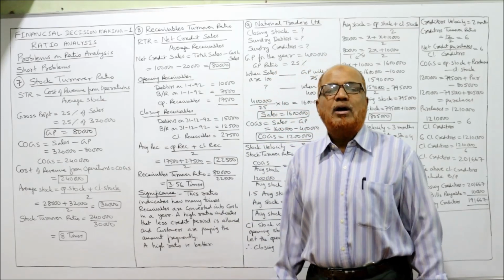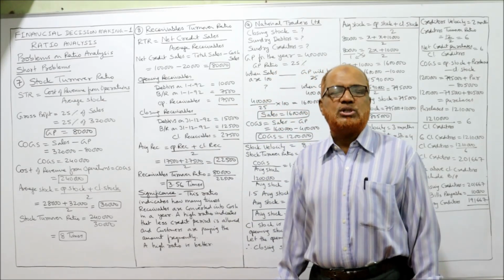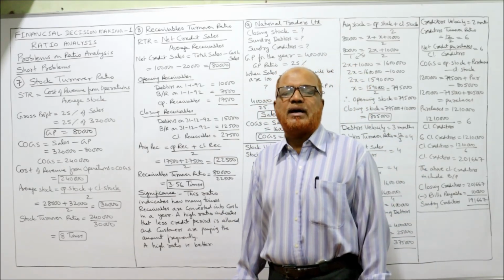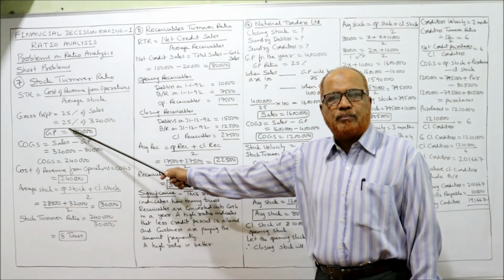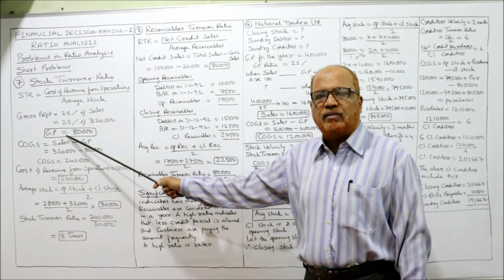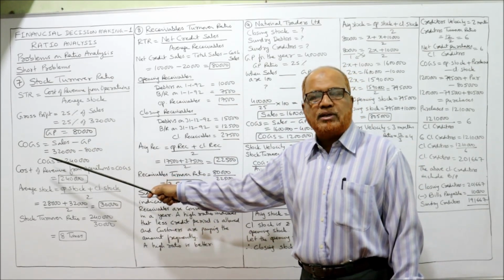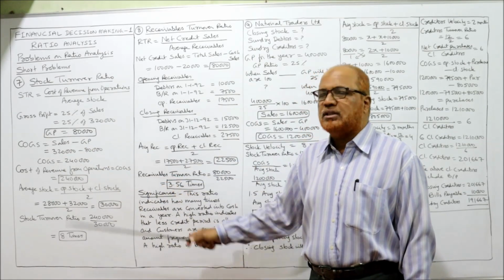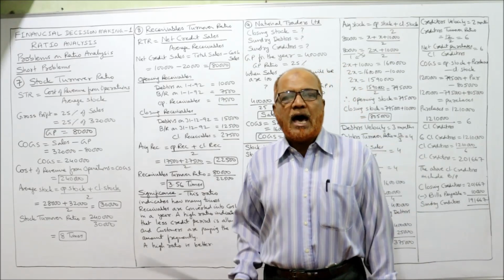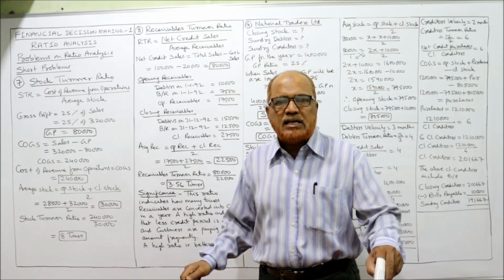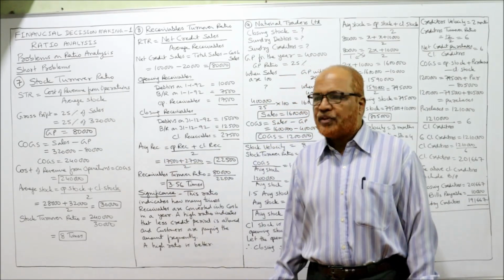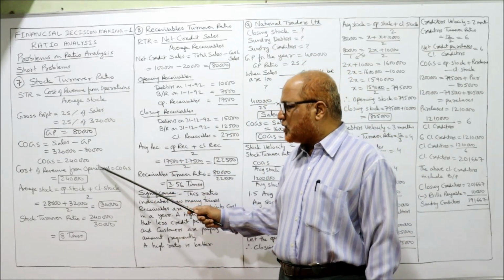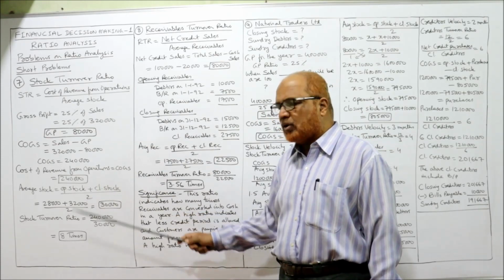Now remember the formula, cost of goods sold, COGS, is equal to sales minus gross profit. Sales are 3,20,000 given in the problem. 80,000 is the gross profit we have calculated. So 320 minus 80, you will get 2,40,000 cost of goods sold. And this cost of goods sold is nothing but cost of revenue from operations. So cost of revenue from operations is 2,40,000.